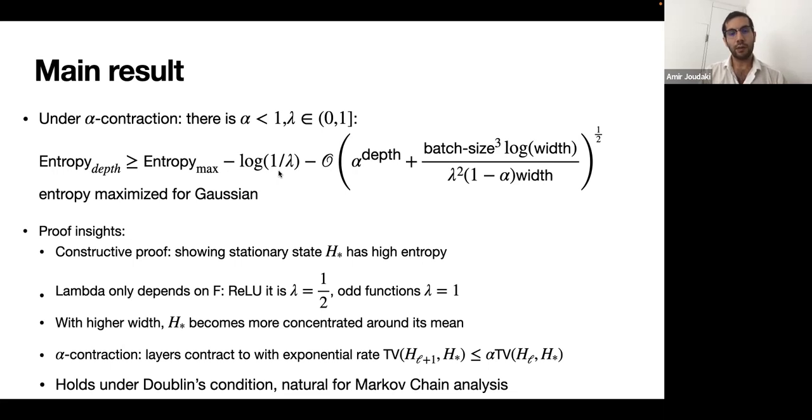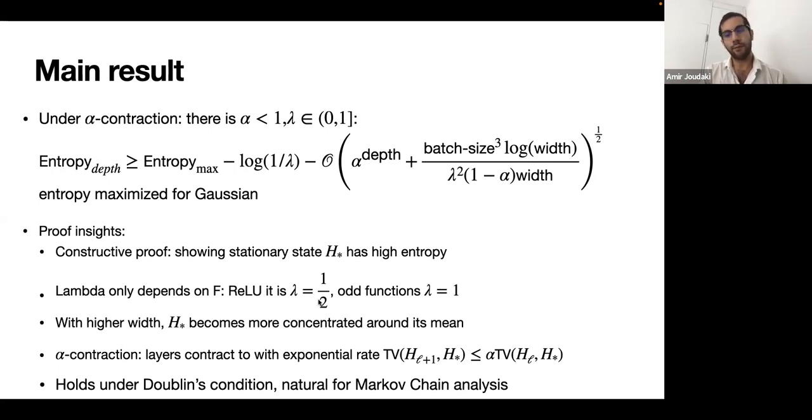There are some insights from our proof, which is a constructive proof. We build, approximately, this H star, which is stationary. Through that proof, we derive, for example, that for ReLU, lambda is 1/2, and for all odd functions, it's 1. So if you plug 1 in here, it becomes 0. So you can always reach the maximum entropy with odd functions, but not with ReLU, where, if you plug it in here, it's going to be 1.